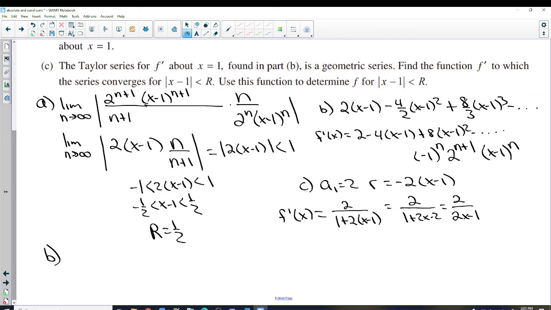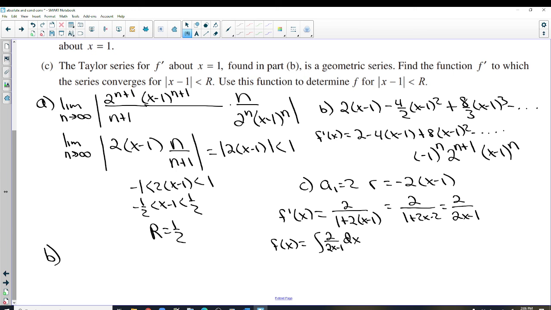So we did the first 2 sentences. They talk about how it's geometric and then find the function to which the series converges. What's the next 3 words that people usually skip? Use this function. Don't go up to the series. It's not saying use the series. It says use this function to determine f. Well, if we have f prime, how are we going to find f? Integrate, right? All right, so we got to integrate this. So f of x is going to be the integral of 2 over 2x minus 1 dx.